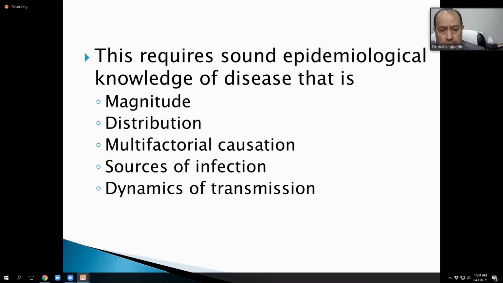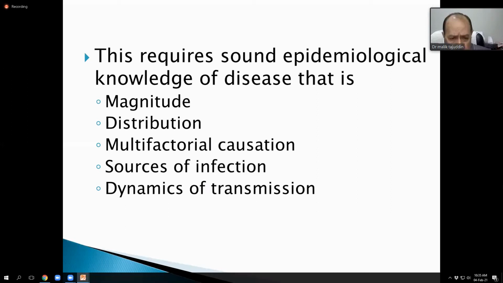This requires sound epidemiological knowledge of the disease. What do we mean by that? We have to have knowledge of magnitude, knowledge of distribution, knowledge of causation, whether there is a single cause or multifactorial causation. Where are the sources of infection, and what are the dynamics of transmission of that infection? So if you are looking at this slide, you must recall the first lecture of epidemiology that you probably had in your earlier classes: what is the definition of epidemiology?